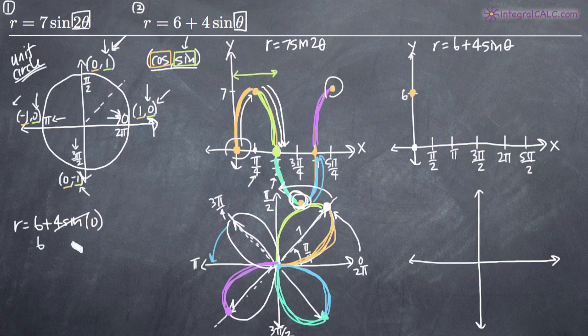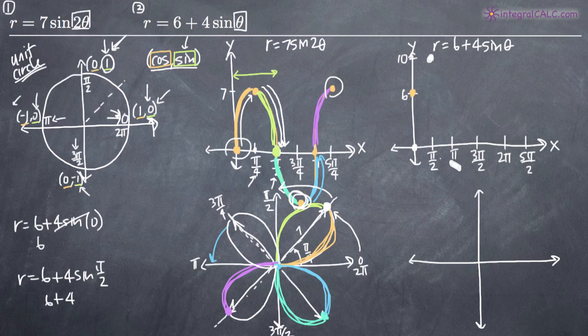Then when we plug in pi over 2, we get r equals 6 plus 4 sine of pi over 2. We know that sine of pi over 2 is 1. So we get 6 plus 4 times 1. That's going to give us 10. So we're out here at 10. We'll call this here 10.